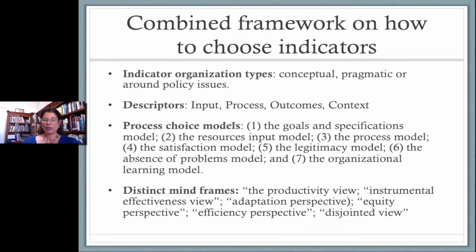So there were different types of model choices, and the process of how you go about choosing the indicators was also incorporated, as were distinct mind frames. If you're choosing indicators from a productivity mind frame, or an effectiveness mind frame, or you're trying to adapt to new things, or you're pushing equity, depending on your mind frame there's a different choice of indicators that different countries will use, depending on the stage of their progress towards quality in education.